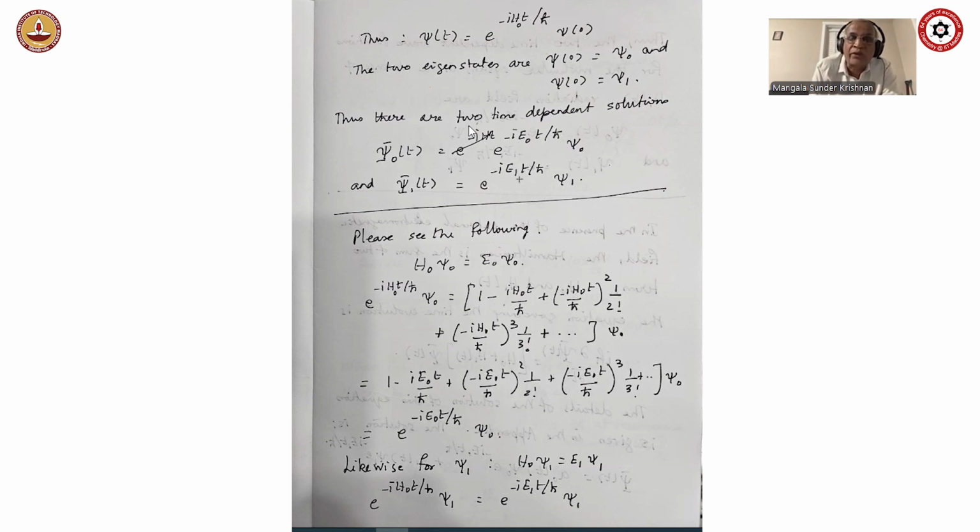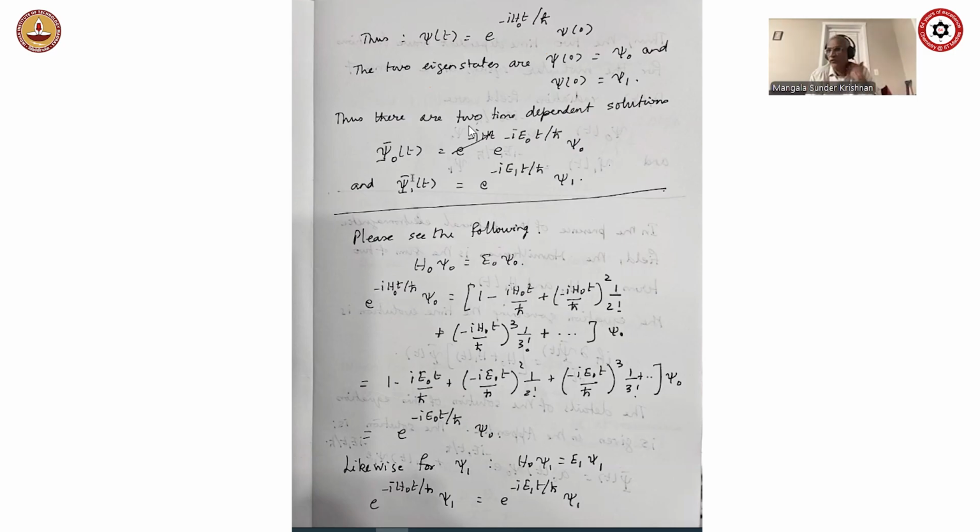The same thing you do for psi 1. Now, these two are in the absence of radiation. These two are only with the H naught, which is the molecular Hamiltonian, not with the radiation. With the radiation, we don't know the solution. Therefore, we have two basis functions: the solution in the absence of radiation for the two energy levels evolving in time by these two factors, psi 0 and psi 1, these two.